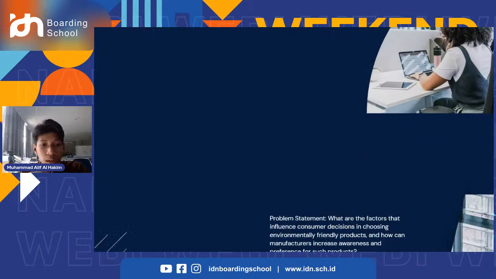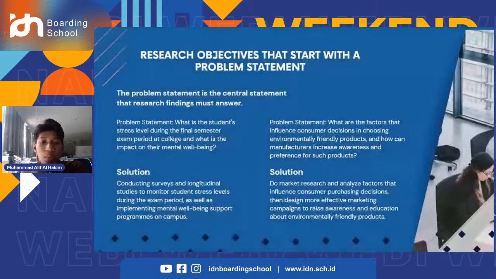Next, the research objective. They start with a problem statement. The problem statement is the central sentiment the research finding must answer. For example, one example problem statement: what is the student stress level during the final semester exam period, and what is the impact on their mental well-being?